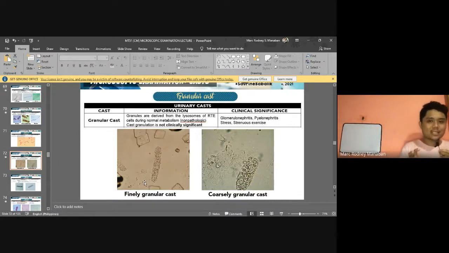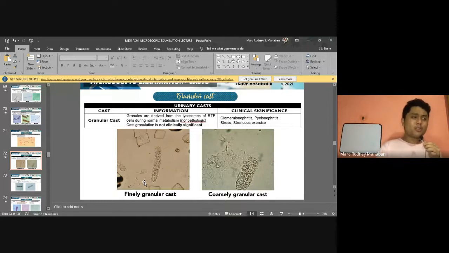The granular casts usually indicate a disease of the kidneys. But the differentiation between the two types is not necessary. If you see a granular cast, you may report it immediately as granular cast, because differentiating the two is not really that important.